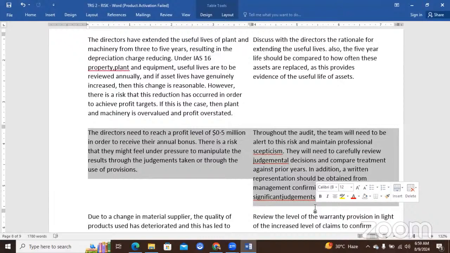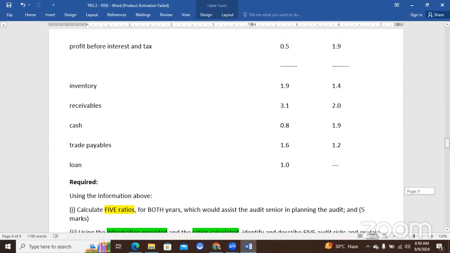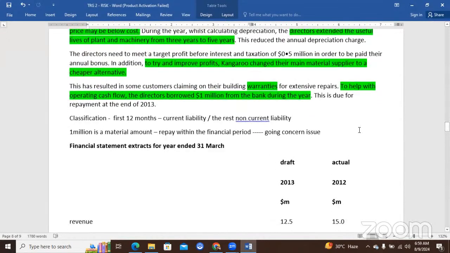And we should carefully perform procedures over judgmental areas. We should carefully perform procedures over what areas? Judgmental areas. That will be the response in this case. So it is a risk subject to manipulation in terms of meeting the profit target here.